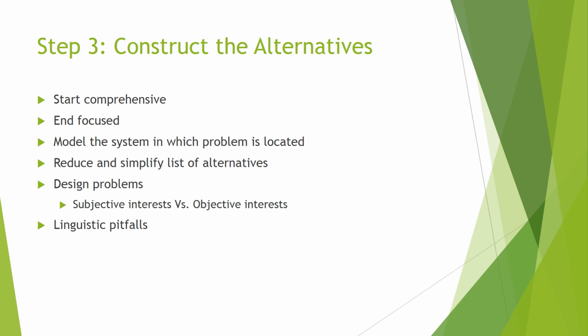Okay, so we think big. Think big as we're starting to construct our alternatives. Think big picture. Okay, think comprehensively. And from there, we need to start tunnel visioning. We need to start narrowing down till we get to more focused alternatives. Okay? All right.